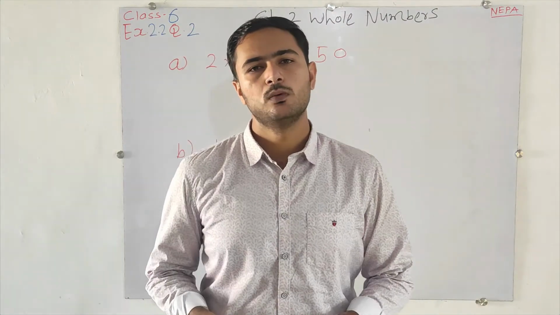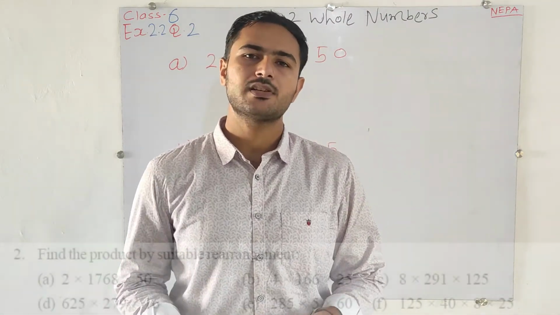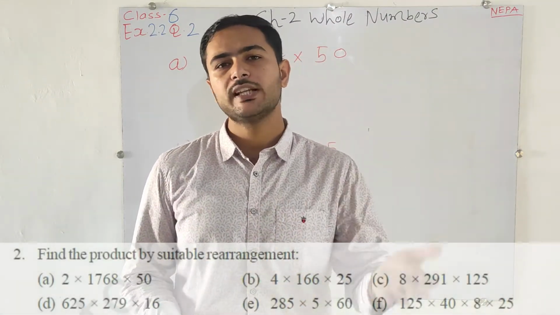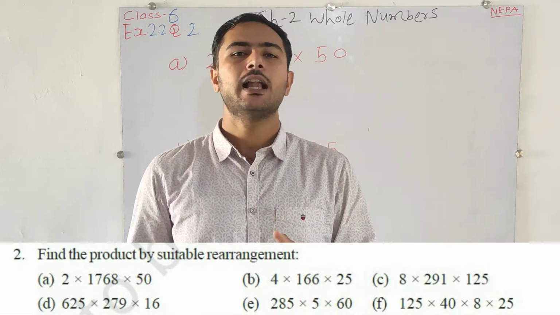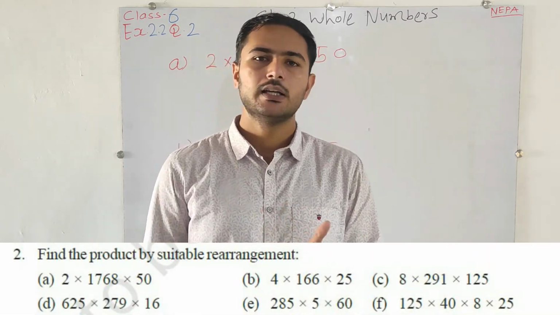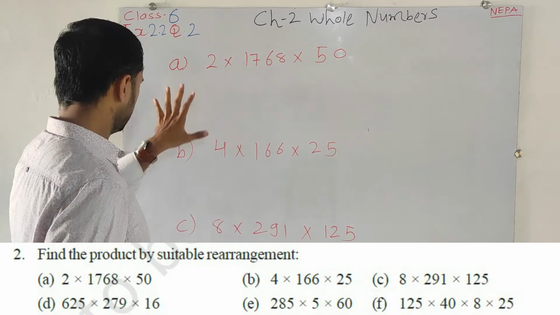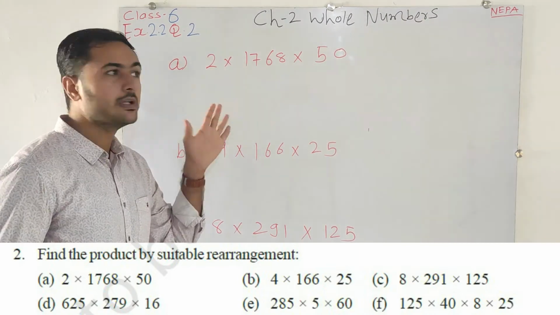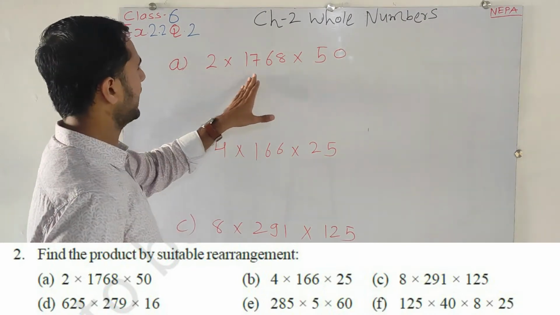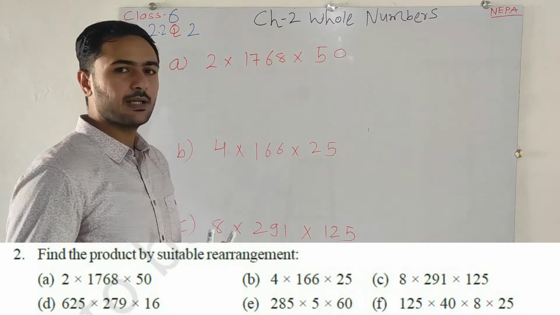Now the question number 2. In that we have to do multiplication, but how will we do it? As we did in question number 1, with the help of suitable arrangements. By arranging the sequence, how will we do it? First of all, see A1, that is 2 multiplied by 1768 multiplied by 50.